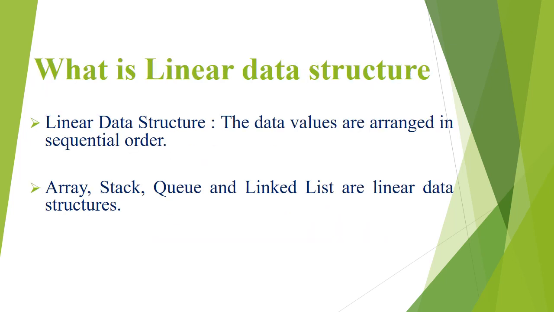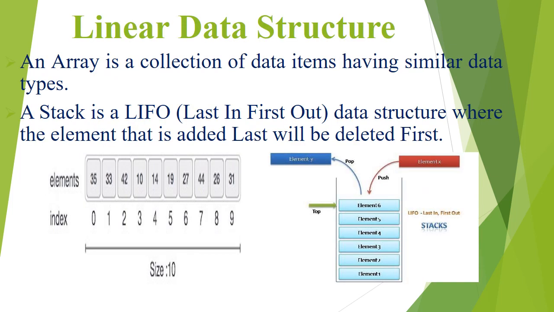First we will know what a linear data structure is. In a linear data structure, the elements are organized in sequential order. Arrays, stacks, queues and linked lists all come under linear data structures. The best example of a linear data structure is an array. Let us see the linear data structure definitions one by one.